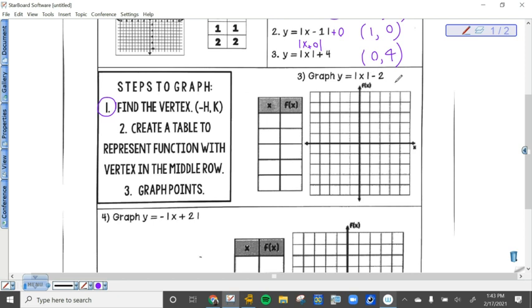So what's my vertex going to be for this one? 0 and -2. Does everyone see where that comes from? Where these two numbers came from? You gave them to me, so I'm assuming you know. Times by 0. Yeah, and then the -2 came from right there. So we're going to put the vertex in the middle row right here. So 0, -2.